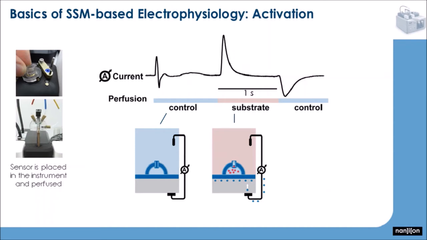After that, we switch to a substrate-containing buffer, and now the chemical gradient of the substrate will drive the transport. The transporter will be active and accumulate charge inside these vesicles on top of the SSM. At the same time, we see the current flow on the gold surface. Then we wash off the substrate again, and depending on the transporter, it might generate a second current flow in the other direction, because the substrate is now within the vesicles and the driving force points in the other direction.